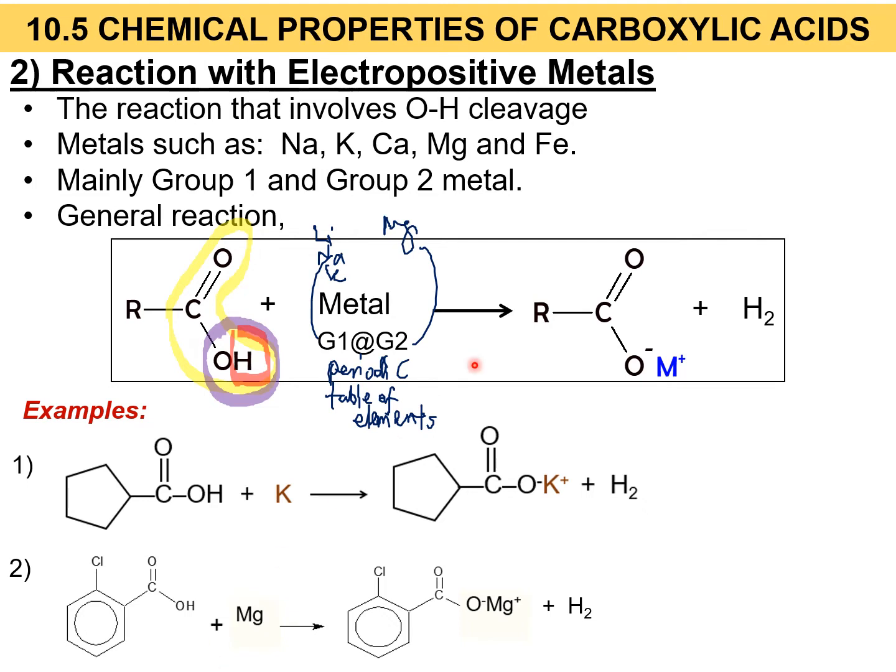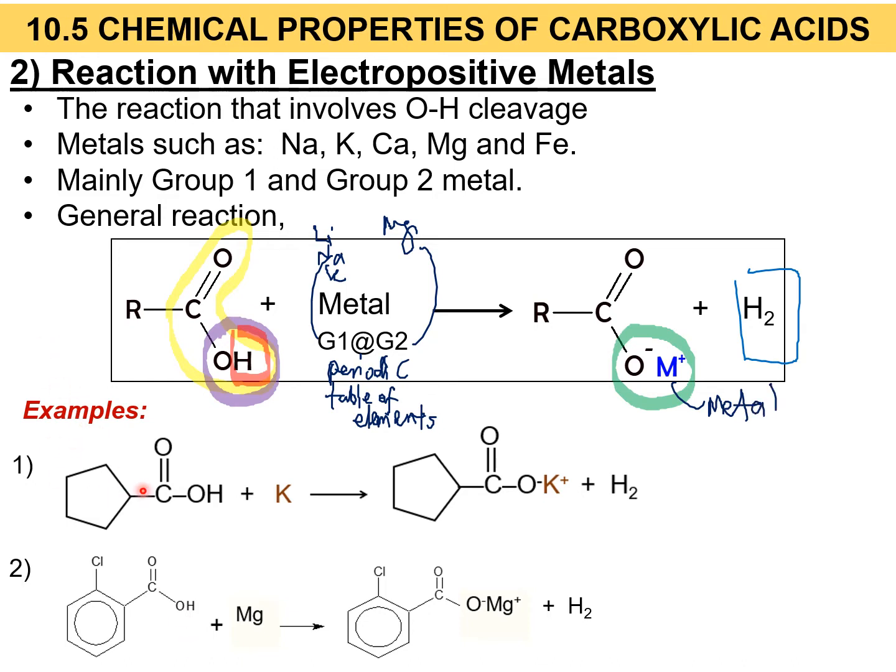Okay, and apa yang berlaku bila you reactkan carboxylic acid dengan metals in group 1 ataupun group 2, kita akan buat OH bond cleavage, di mana hydrogen ni kita akan take it out. So that's why kita akan dapat side product H2. Okay, this is the side product H2, and since kita buat OH bond cleavage, kita buang this H, kita gantikan dengan metal. So instead of OH, dia jadi O minus, and M ni adalah metal yang digunakan.